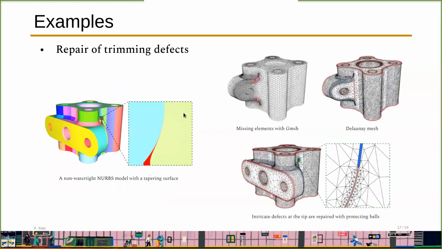This model has a tapering surface penetrating between two surfaces and is non-watertight near the tip of this tapering surface. Gmsh fails to create triangles for the tapering surface using small element sizes because of the non-watertightness. In our measure, this intricate region is covered with protecting balls and repaired in the final mesh.